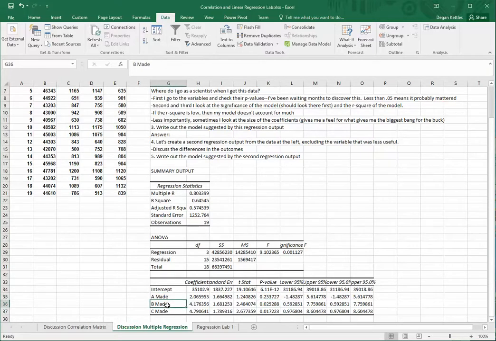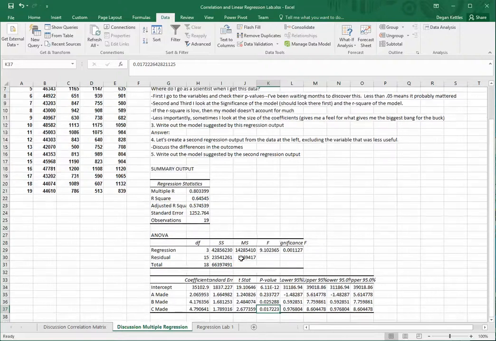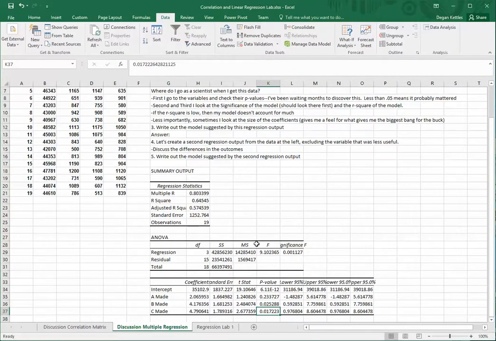However, we do think that the number of products of B that we make, since this is less than 0.05, we feel highly confident that this impacts the cost of running my factory in a given month. And same thing for C, because this is a low number, we're also confident that this particular variable or input affects the output there.